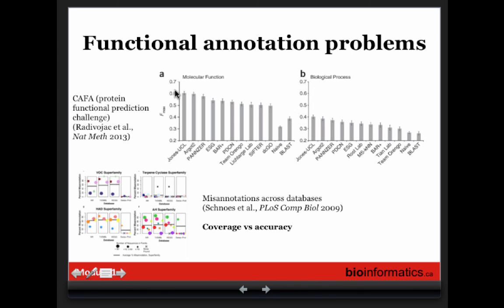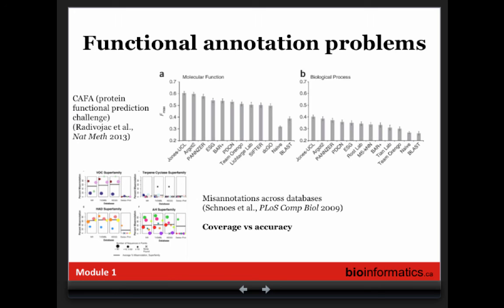There's still a lot of room for improvement, and these tools generally are better at annotating the molecular functions, in other words, the general functions of the protein, rather than the biological process that the given protein or the biological pathway that the given protein is involved in.